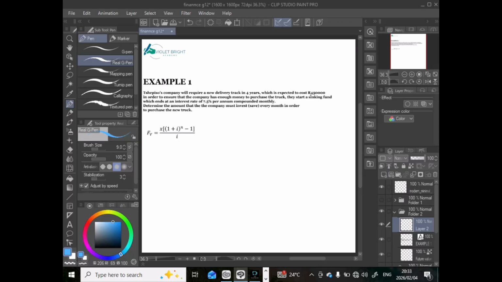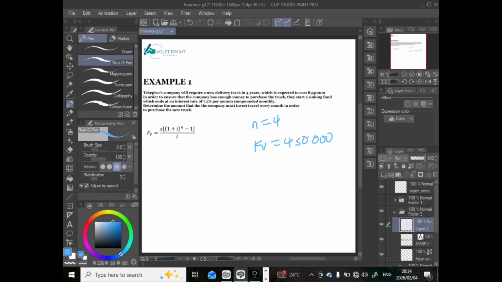So now, it's expected to cost 450,000. Remember the first thing: I need a truck, and my company needs a truck in 4 years. So if I start investing from now on, I'll be aiming to get 450,000 after 4 years. Ne? So now, let's continue.